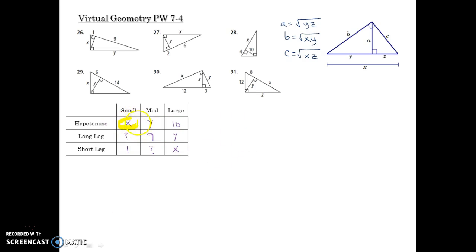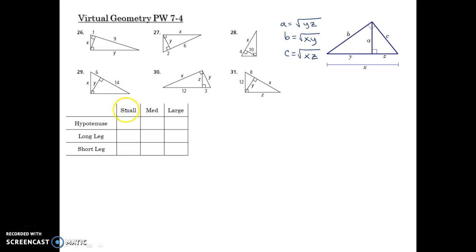Then if you look right here, we've got 4 that line up for us. So I can do the proportion x over 1 equals 10 over x, cross multiply, x squared equals 10, square root, x equals square root of 10, which is what we got using those theorems too. So then let's take a look at how we can use this to do 27.